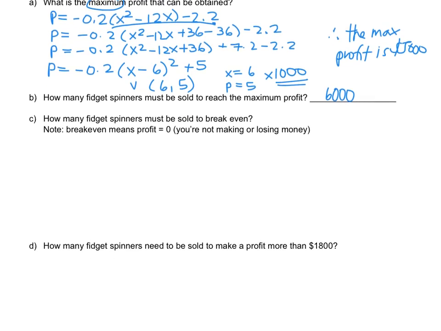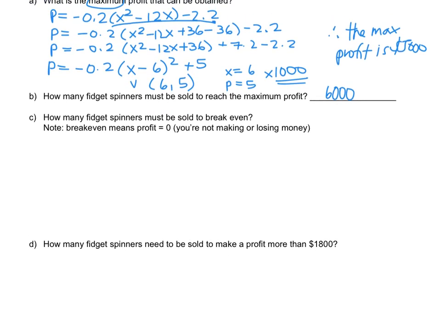Now, let's move away from the vertex and let's look at C. How many fidget spinners must be sold to break even? When you see the word break even, you have to familiarize yourself with what it means. It means that your profit is equal to 0. So you're not making money, but you're also not losing money. So if we're looking for the break even point, we're going to set our profit P equal to 0.